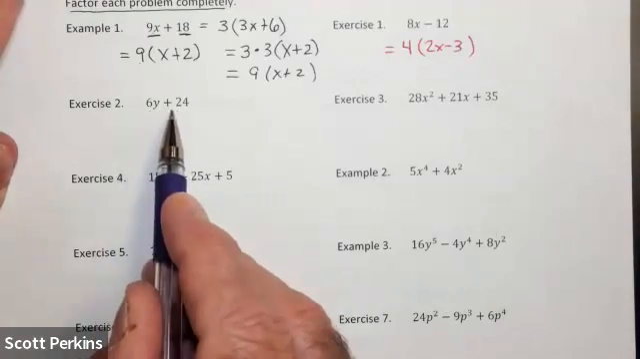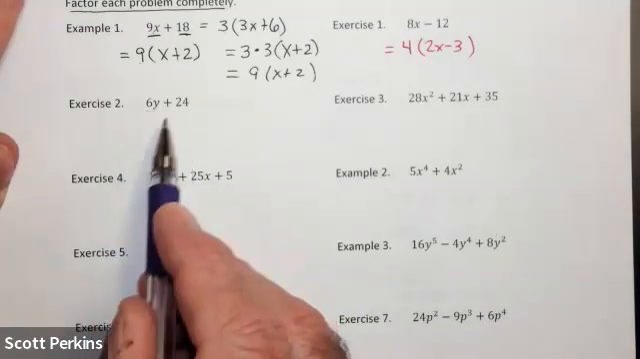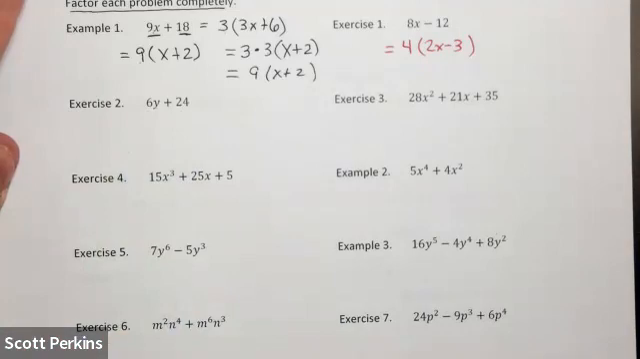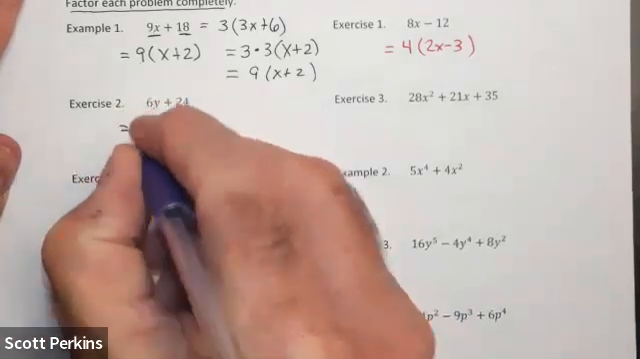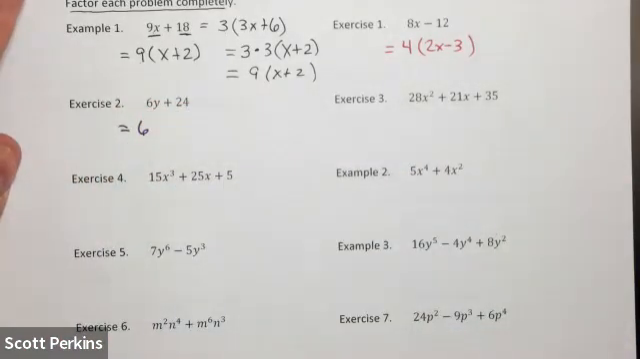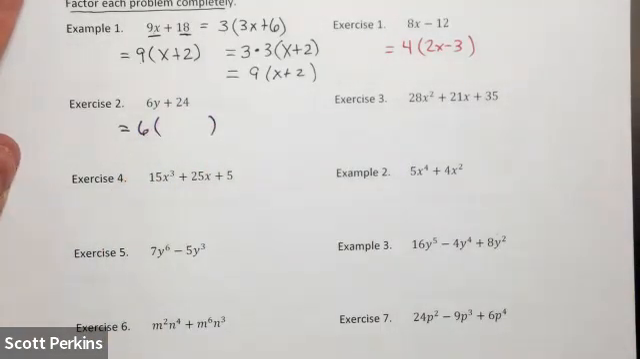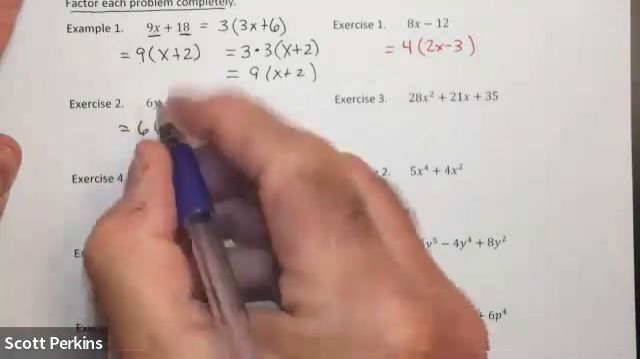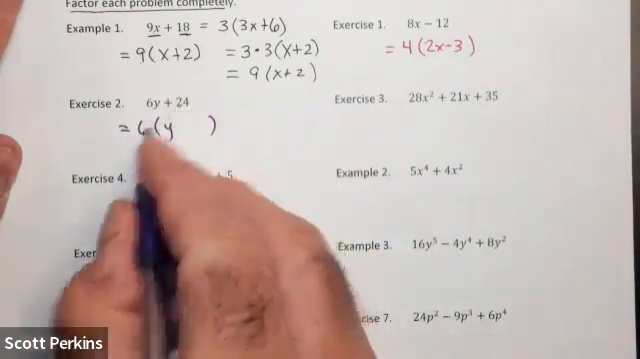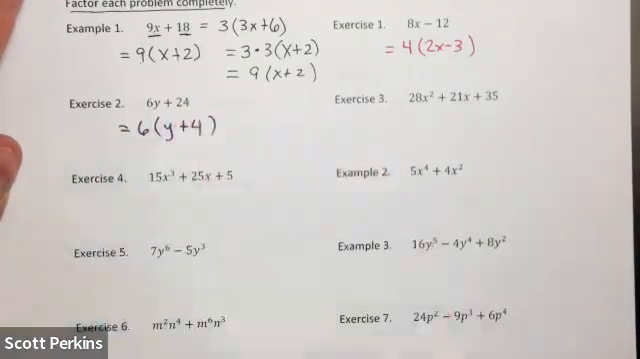What factor do both 6y and 24 have in common? Yep, 6. Great job. Again, if you'd said 3 or you said 2, that is a great first step. You're just going to have to do another step. 6y divided by 6 leaves me y. 24 divided by 6 leaves me plus 4. We doing good so far? Okay, well, let's keep going.